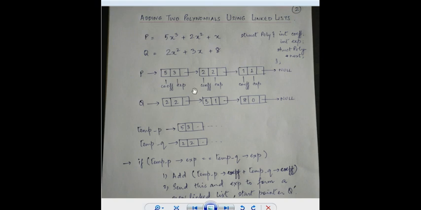So when we have to do polynomial addition using linked list, the first thing we do is we define the structure for polynomial. So in each node of the polynomial, we store a coefficient, an exponent, and a next pointer.